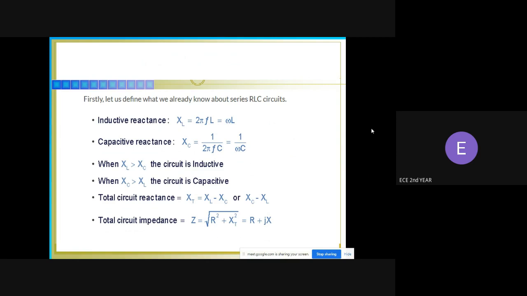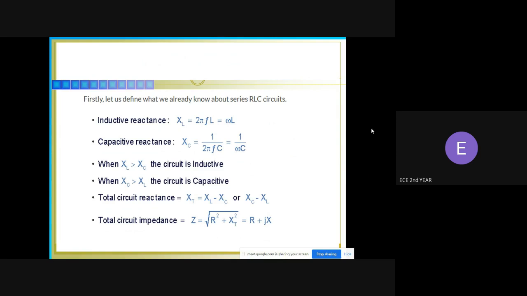So what is the total impedance? Z equals the root of R squared plus (XL minus XC) the whole squared, or otherwise we can represent it as R plus jX. So Z equals R plus jX. That is the total impedance Z in this series RLC circuit.